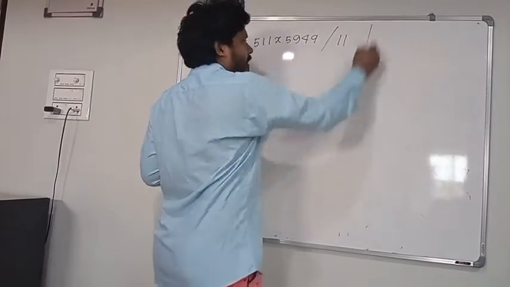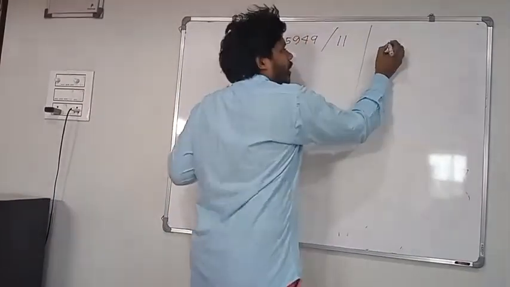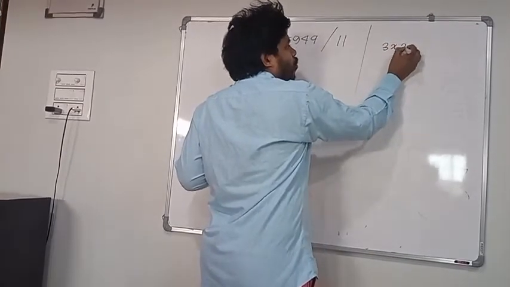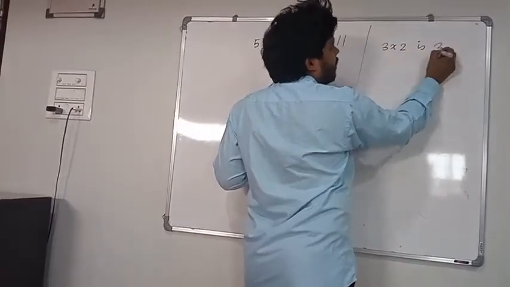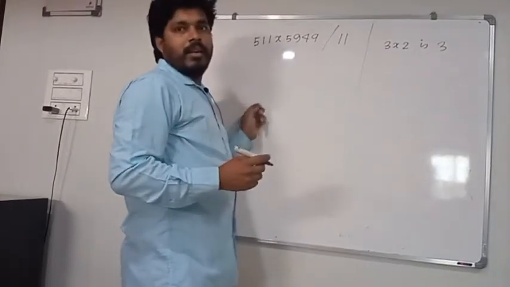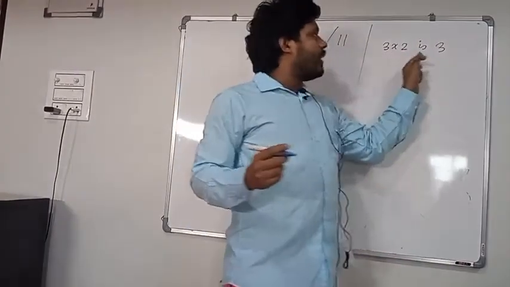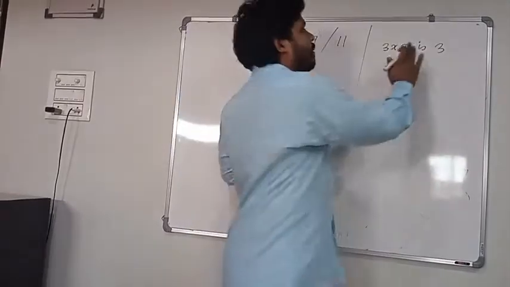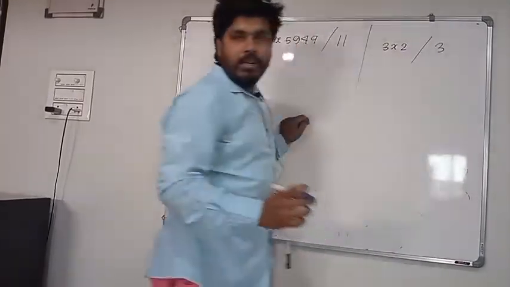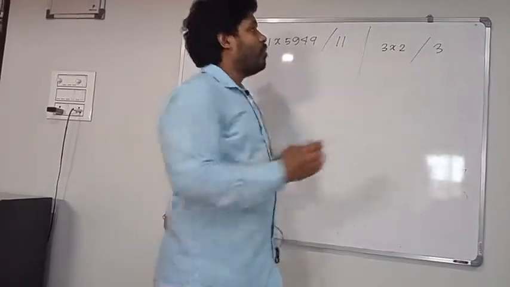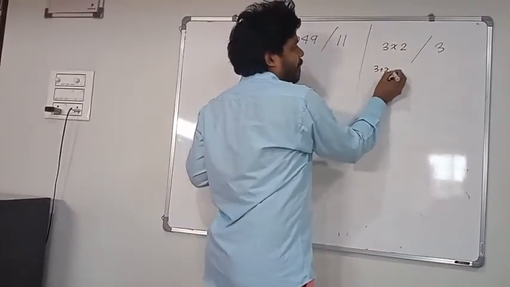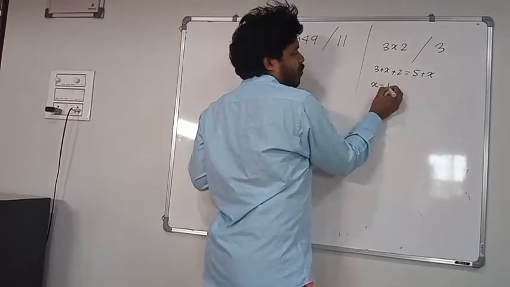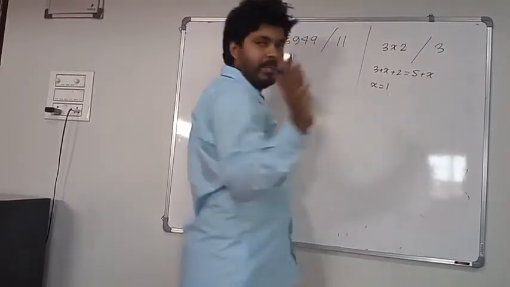Acha, in class 6 and 7 everyone does this sum. Suppose 3x2 is divisible by 3, then find the value of x. Here 3x2 is divisible by 3, and this sign means divisible by. So 3 plus x plus 2, this becomes 5 plus x. So what is the value of x? x will be 1. 5 plus 1, 6, is divisible by 3.